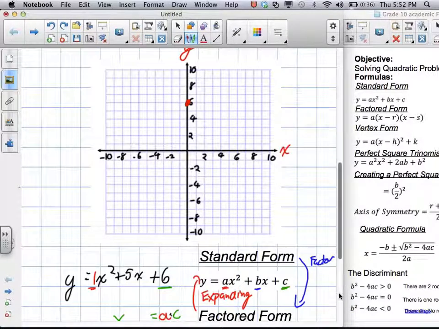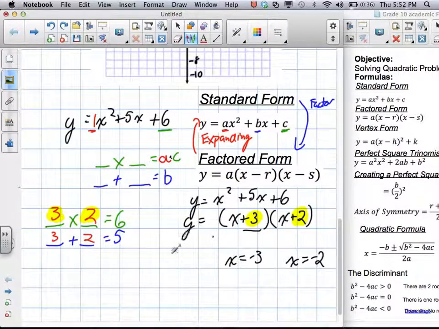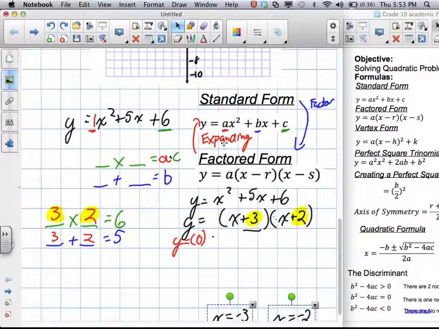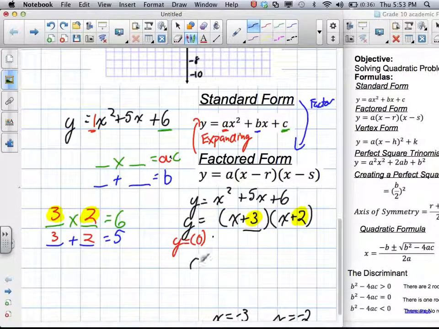So we jump down to our factored form. This y is now going to be set equal to 0, opposite of what we did to find our y-intercept. So y equals 0. I'm going to move some stuff over so it's a little cleaner to look at. What that means is we get 0 is equal to, and we keep our factored form, x plus 3 times x plus 2.